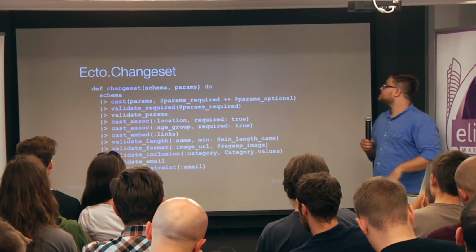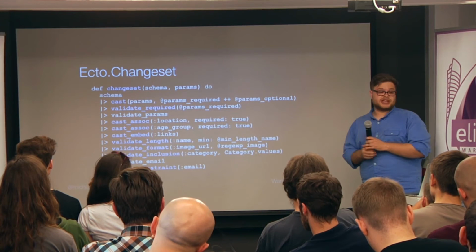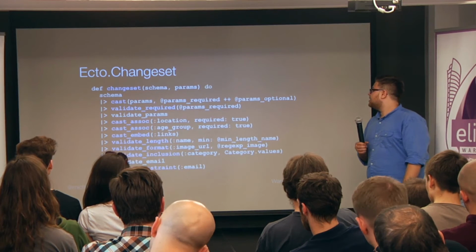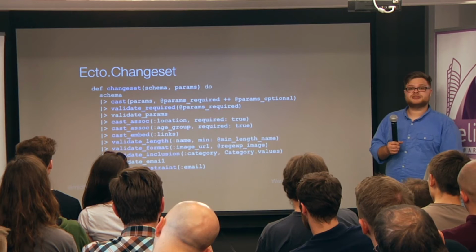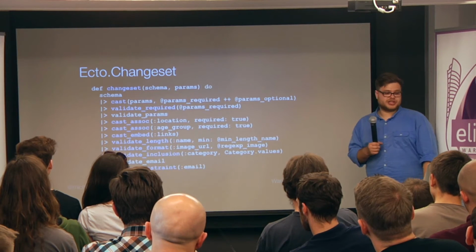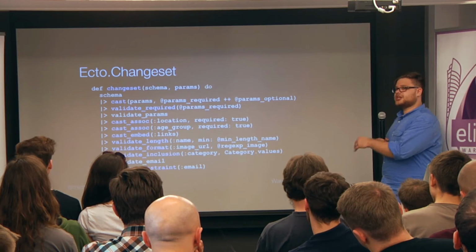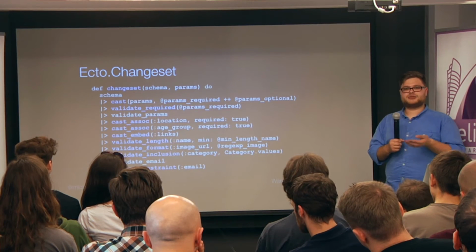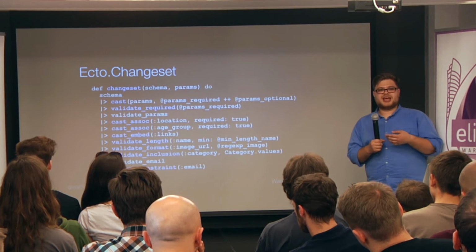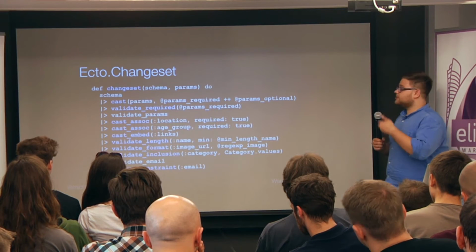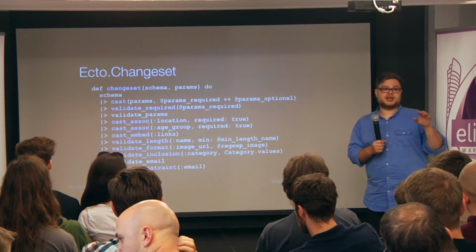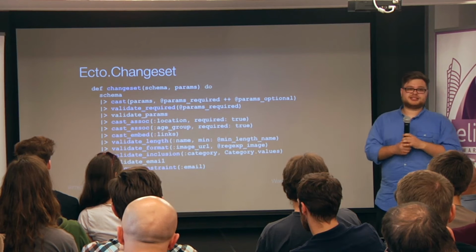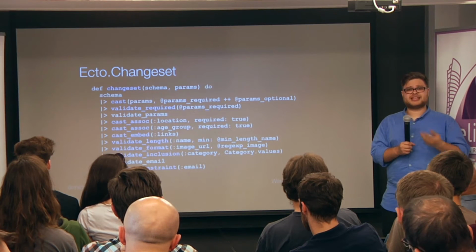Then we apply some validations. We have the built-in validate required function, and we pass it the list of the required parameters. And then we have some custom validate params function that does some validations underneath. And this is the great thing about change set, is that all of this is just functions, and functions are very easy to compose, very easy to extract, and very easy to test. So it makes a great change from module level DSL or class level DSL that is global, and that is really hard to extend.